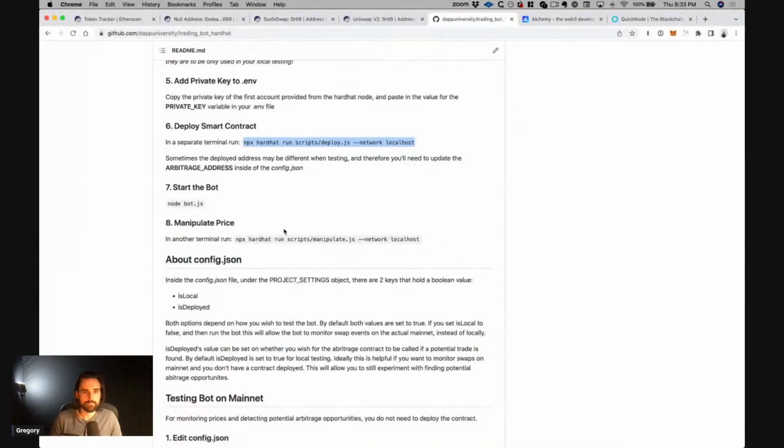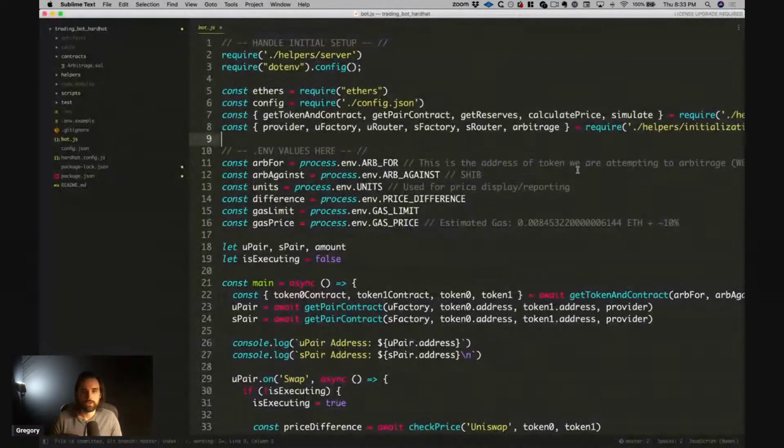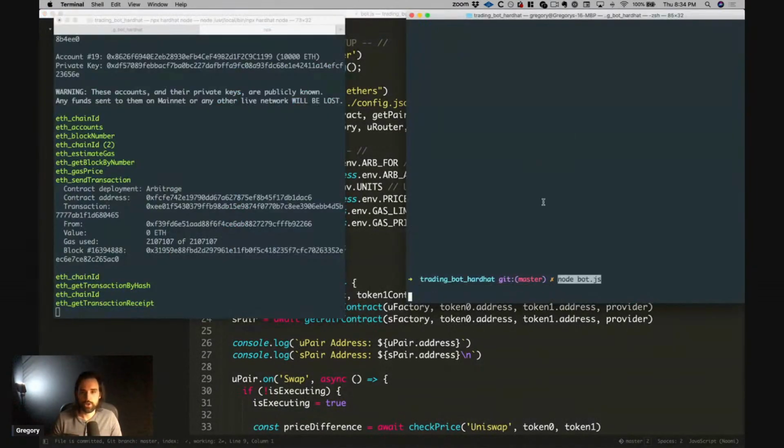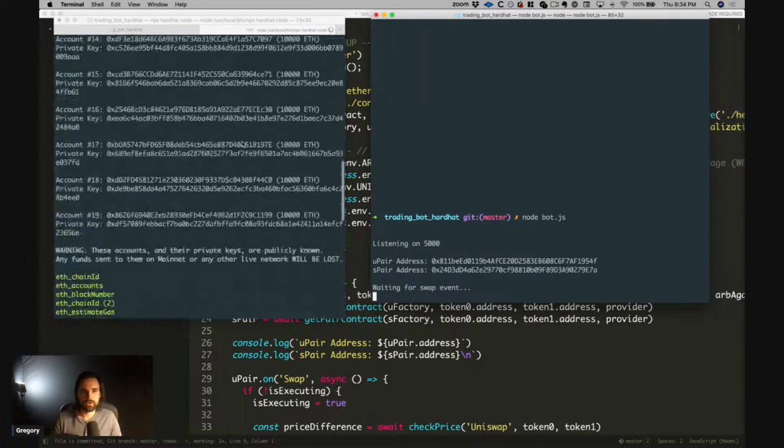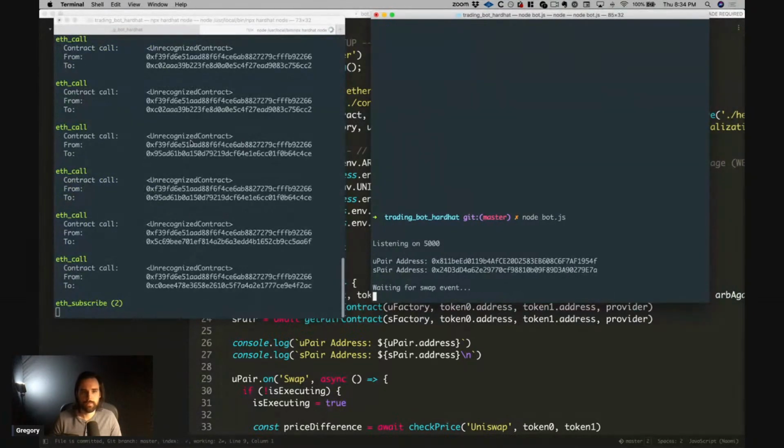And the code for that is going to be this. You're going to go to your terminal. You're going to type node bot.js. So you can see that it's already talking to the blockchain. You can see some traffic on here. It's doing an ETH call. It's listening to it.